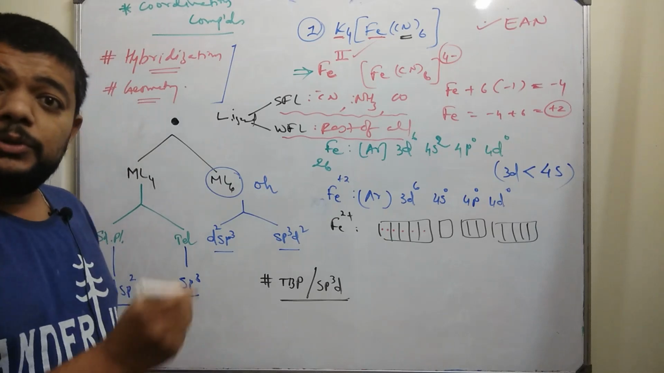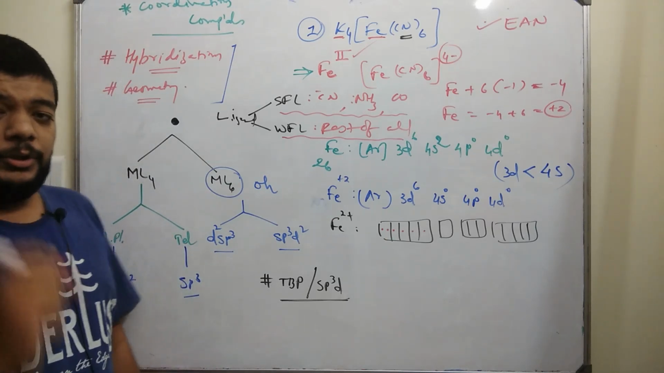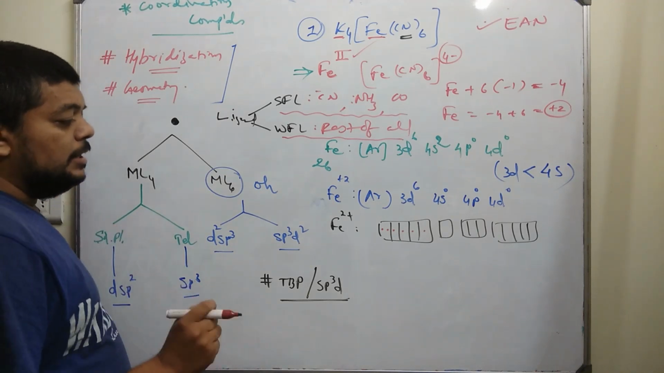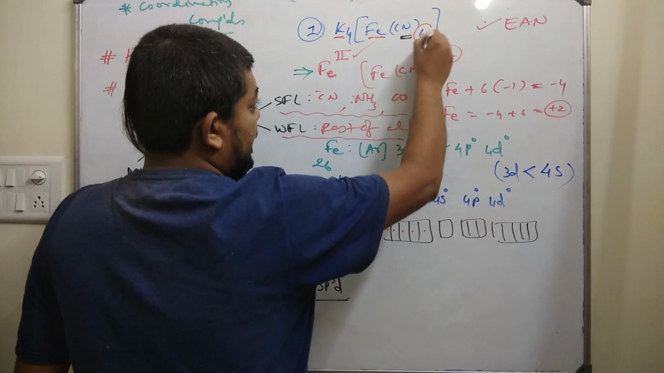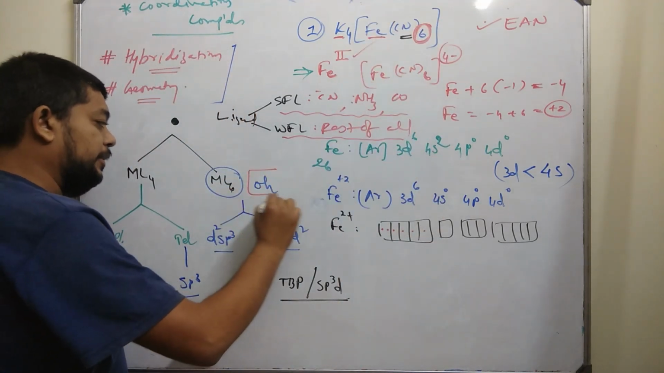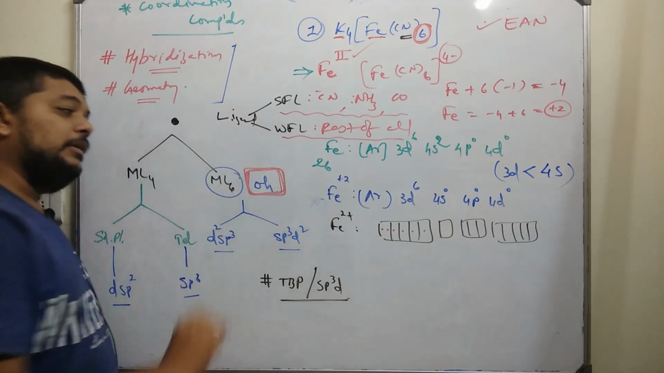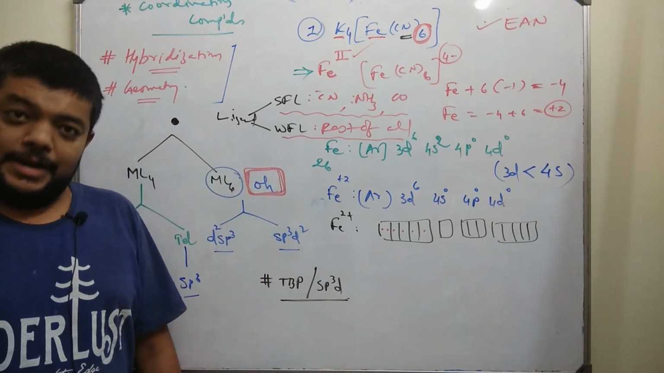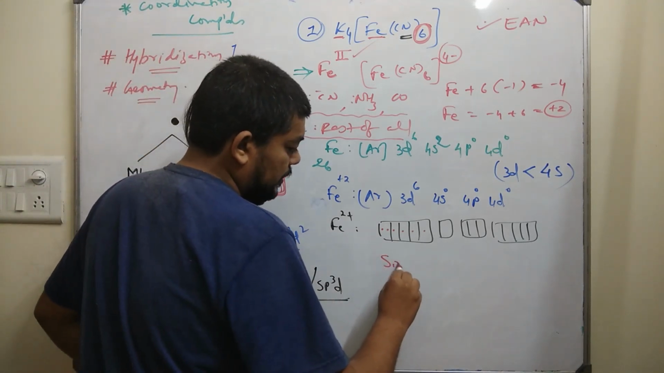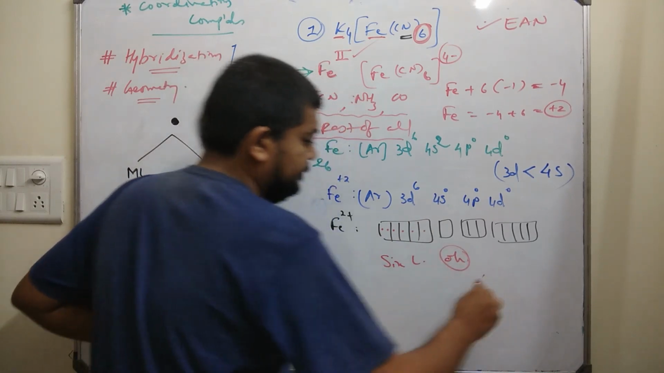Why did I not mention 2 together? Because it is on the basis of the Aufbau, Hund and the Pauli rule. Now, be very clear that when I have 6 ligands, it falls in the category of octahedral. So, the first condition here is 6 ligands, octahedral.